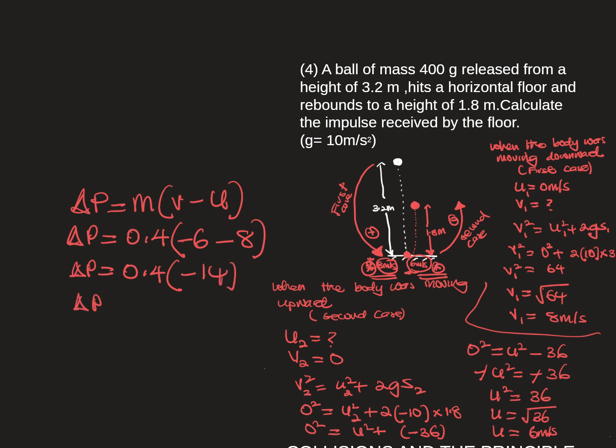So the change in momentum is 0.4 multiplied by -14. That gives a change in momentum of -5.6 kilograms meters per second. So that is the impulse received by the floor.